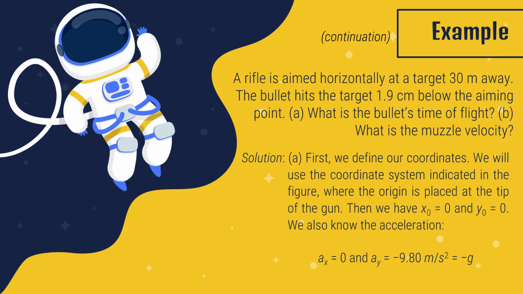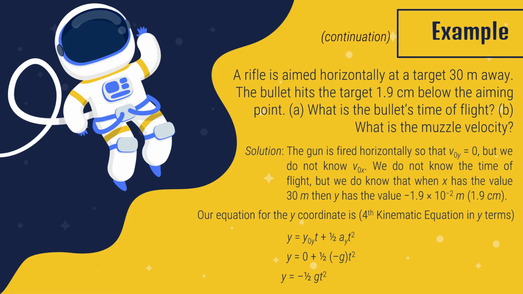First, we define our coordinates. We will use the coordinate system indicated in the figure, where the origin is placed at the tip of the gun. Then we have x sub 0 equal to 0 and y sub 0 equal to 0. We also know the acceleration: a sub x is equal to 0, and a sub y is equal to negative 9.8 meters per second squared, or the acceleration due to gravity.